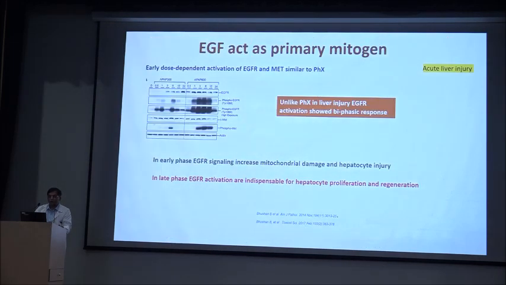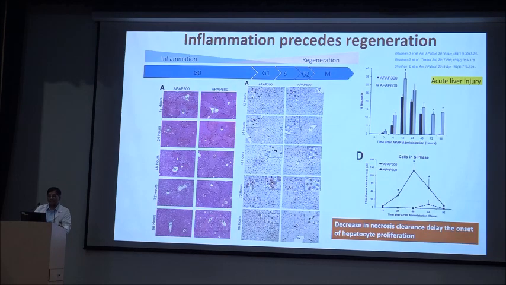Regarding growth factors in acute liver injury, unlike HGF and EGF, which were both critical for partial hepatectomy, most studies suggest that EGFR or EGF signaling is the most critical in acute liver injury. However, unlike PHx, they have a biphasic response. In the early phase, EGFR signaling increases mitochondrial damage and can lead to hepatocyte injury. But in the late phase, EGFR activation is indispensable for hepatocyte proliferation and regeneration.